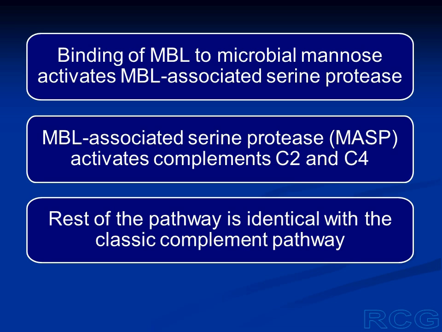Then C2b and C4b, which are the active forms, come together and they act on C3. They convert C3 into C3a and C3b. C3b is the active form. So the rest of the pathway is identical with the classic complement pathway.